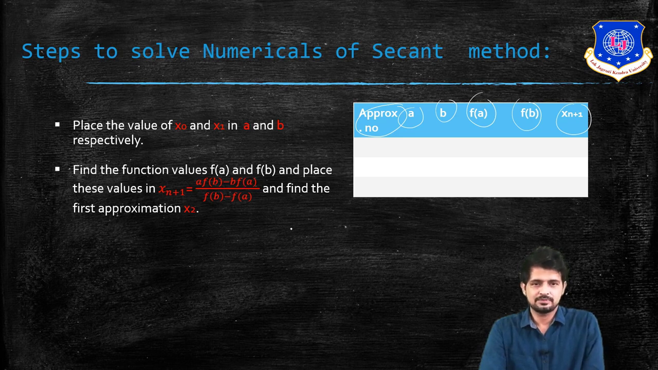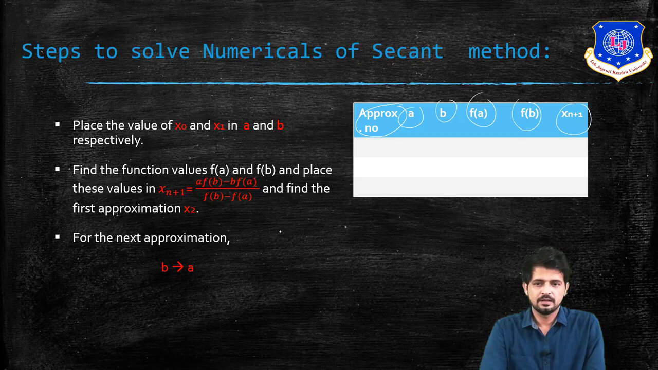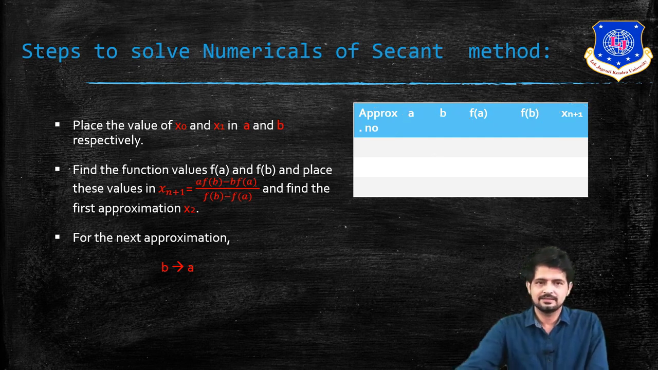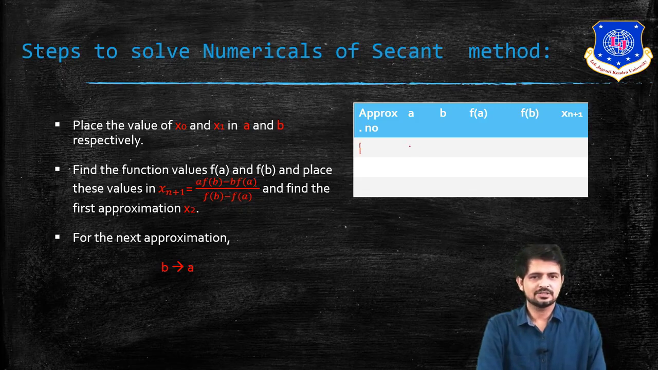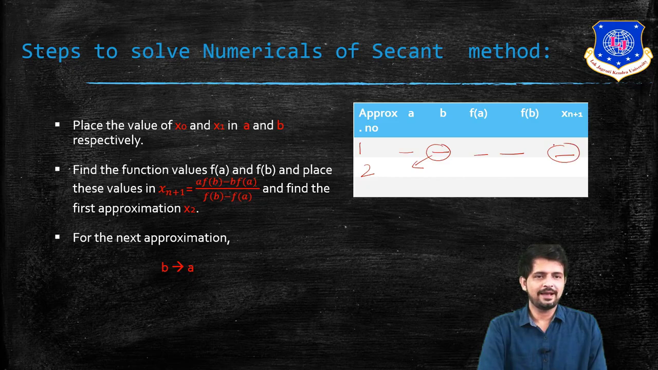Okay, what about the next step? Okay, after getting the value of xn plus 1, what you have to do? In the next approximation, you have to place the value of b in a. So the value of b is to be placed in a. Okay, here approximation number, then the value of a, value of b, f of a, f of b, xn plus 1. What about the next step? Here approximation number 2. So what you have to do? You have to place the value of b in a, value of xn plus 1 in b. Okay. Similarly, f of b should be placed in f of a.